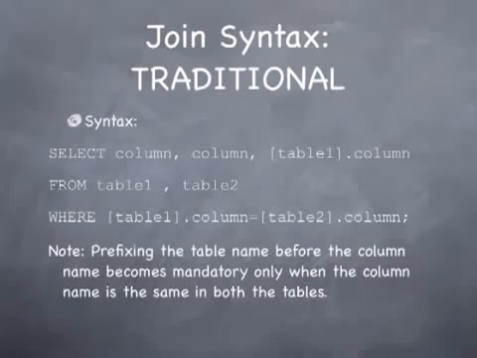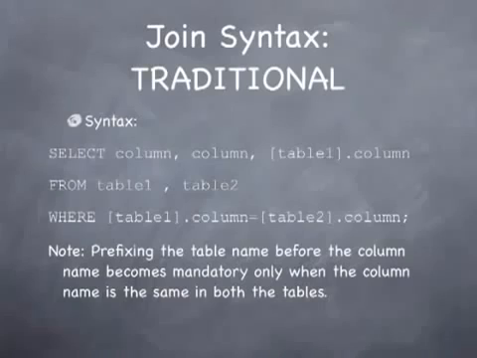On this slide, we have the syntax that is used when writing join statements. In a join statement, you would list multiple table names in the from clause. I'm going to read the syntax so that you have an idea as to what I'm actually going to be speaking about. The select statement goes as select column, comma, table 1 dot column from table 1, comma, table 2, where table 1 dot column equals table 2 dot column.